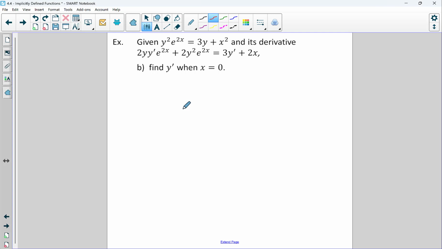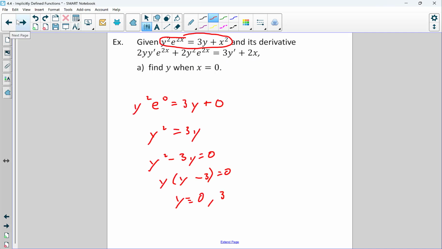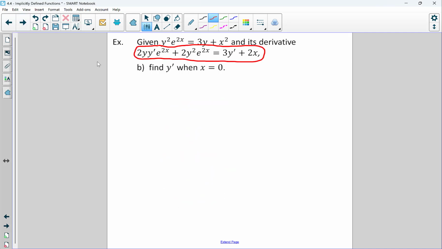Let's do it again. This time find y prime when x equals 0. Because the question says find y prime, that means we have to use this equation. This is the equation that contains y prime. We're going to plug in 0 for x, but when we're plugging in 0 for x, we also need to know that when x equals 0, y equals 0 and y equals 3. So there are two possibilities for y prime.